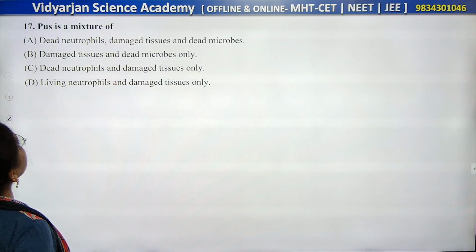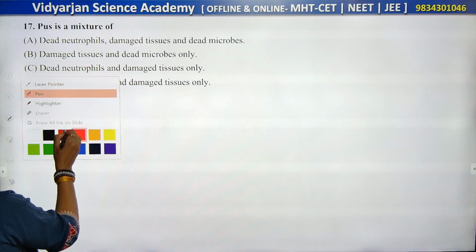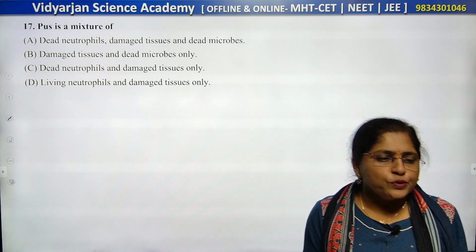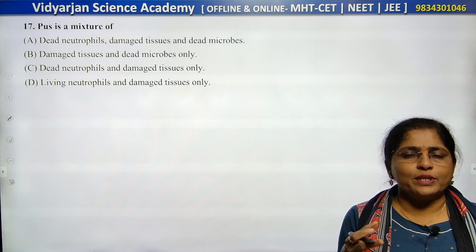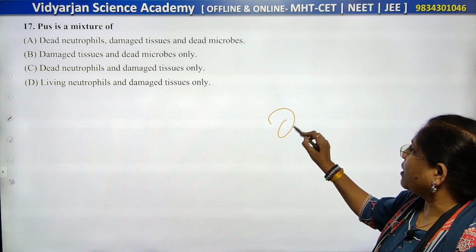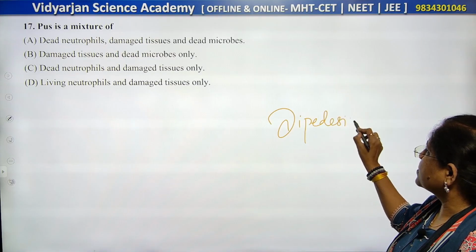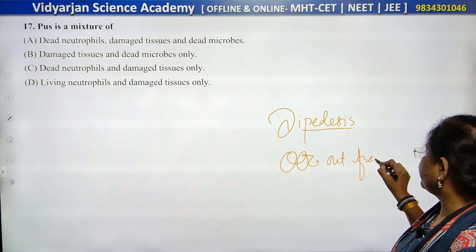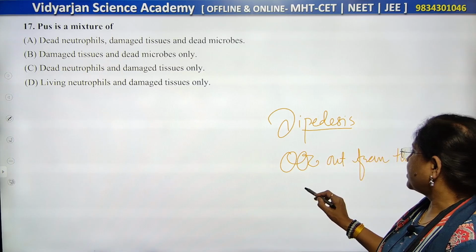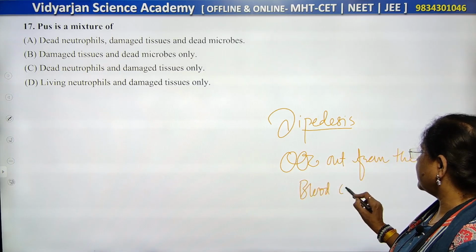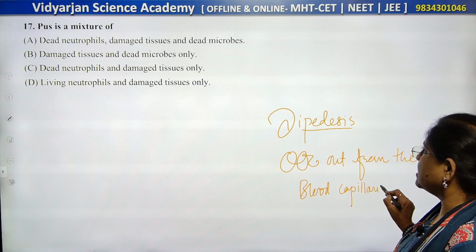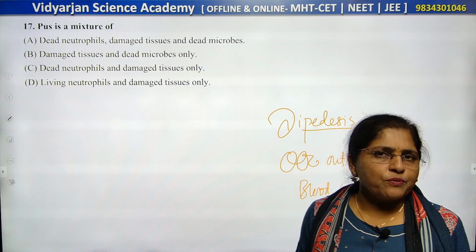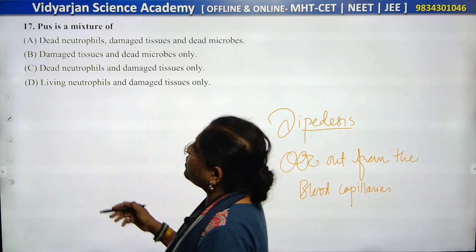Next, pus is the mixture of. Now you know that pus is formed during what? Whenever you have any injury, if you are getting any wound, the WBCs will show you the diapedesis. Got it? What is the meaning of diapedesis? Diapedesis means they ooze out from the bloodstream, from the blood vessels, the blood capillaries, and they reach towards the damaged tissue over here, and after 1 or 2 days you are getting the formation of pus.